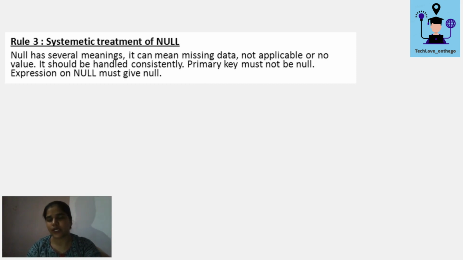Primary key must not be null. So this is a very important rule. Primary key cannot contain a null value. Expression on null must give null. So whatever arithmetic operation you are performing with a null value, that will always give you null.